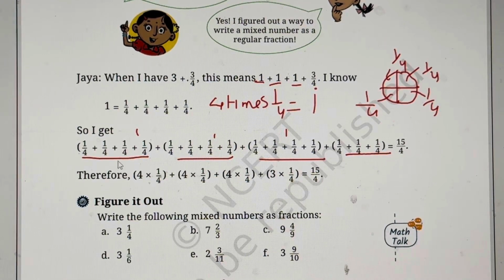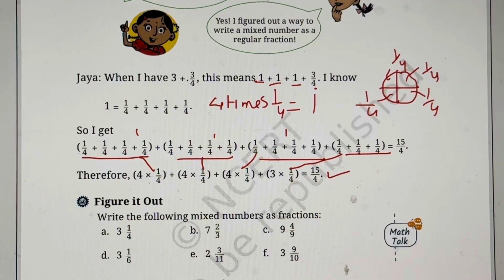4 times 1 upon 4, this one. This is 4 times 1 upon 4, this is also 4 times 1. And this is 3 times 1 upon 4. So 4 plus 4 plus 4 is 12, plus 3 is 15 upon 4. So this is how we can convert a mixed number as a regular fraction or as an improper fraction.